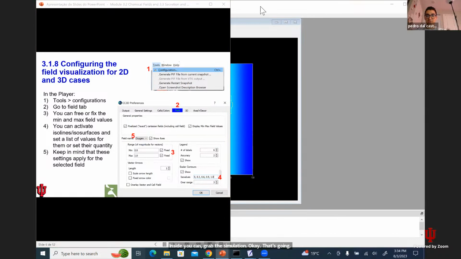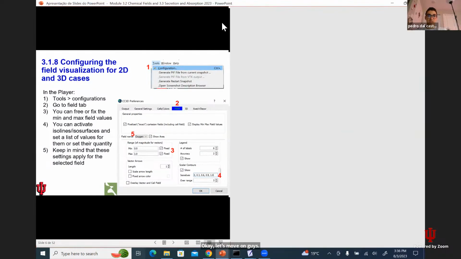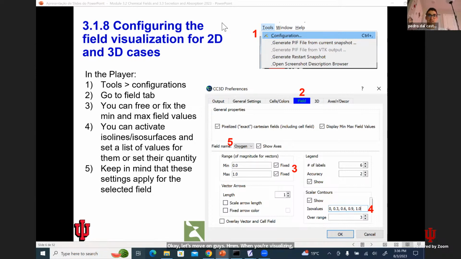So for the field visualization, when you're visualizing your fields, you may face some problems like you lose your field completely, you don't see it anymore, or it's outside the range of the colors in the color bar. So what you can do is go to Tools, Configuration, the Field tab will have all the configurations you need. You can set, for example, the minimum and maximum value for that field bar. You can fix these values or unfix, so it will get the highest value on your simulation.